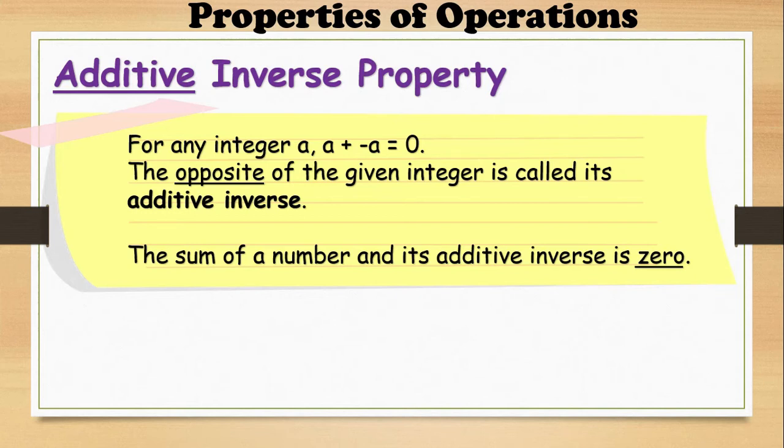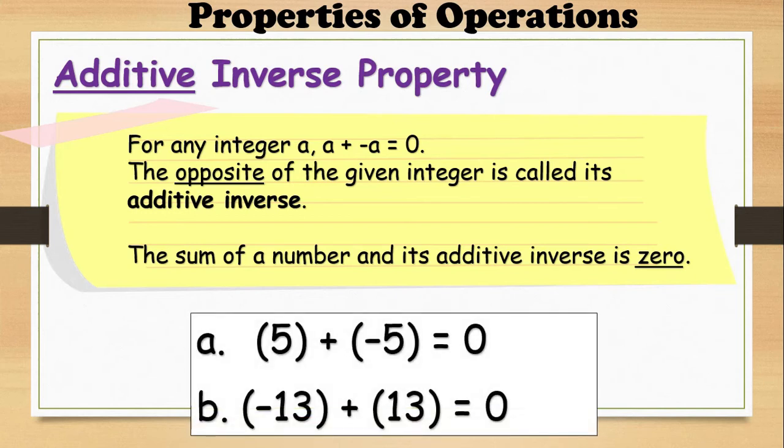So let's have an example. So yung 5, ang additive inverse niya ay negative 5. Kaya pag pinag-add yung 5 plus negative 5, mag-i-equal siya sa 0. The next, we have negative 13. Ang additive inverse ng negative 13 ay positive 13. Kaya kapag pinag-add yung negative 13 plus 13, magiging 0. So, ganun lang kasimple.